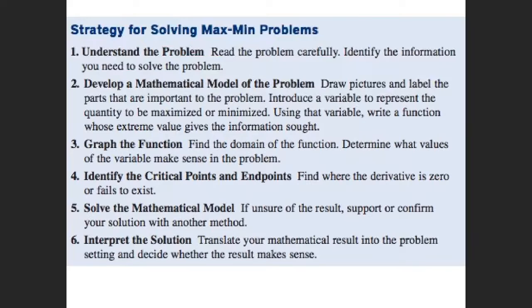Number 1, understand the problem. Read the problem carefully, identify the information you need to solve the problem. Develop a mathematical model of the problem. I always draw a picture of what I'm trying to find, what I'm trying to maximize or minimize. Number 3, graph the function. Find the domain of the function. Determine what values of the variable make sense in the problem. I rarely will graph the function out. I'm just going to use calculus to solve. But a lot of times the numbers don't come out real nice. So we do have to put it into our calculator and find out where it crosses the x-axis. Identify the critical points and endpoints. Solve the mathematical model and interpret the solution. Okay, so that's the way our book tells us to solve these problems.